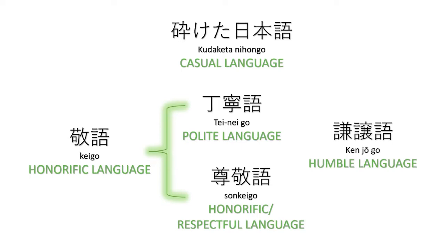So teineigo is part of the keigo language, or the honorific language. And we have learned in the last lesson the sonkeigo. That is the respectful language, which is also called honorific. So honorific, respectful language, sonkeigo. Now we're going to learn kenjōgo, the humble language.